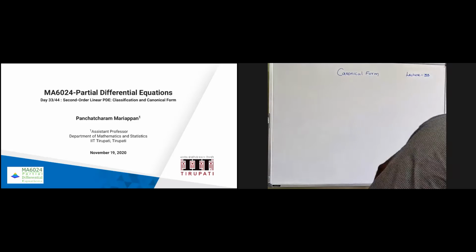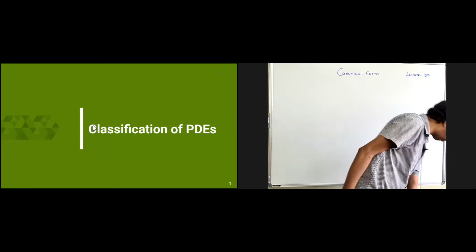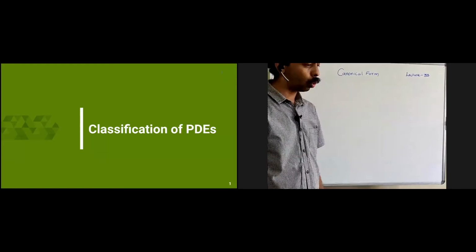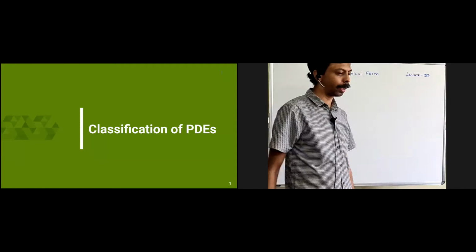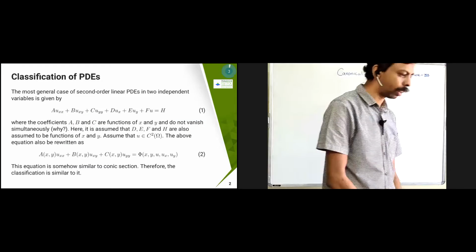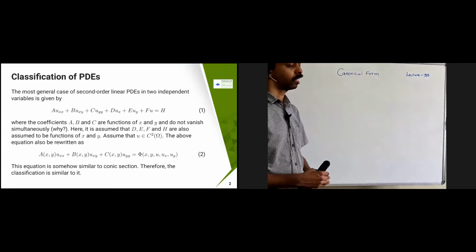Recap what we did earlier. By the continuity here, we have done the classification. We are trying to understand the classification of PDEs, mostly for second order linear PDEs. Almost the same thing you can just do for the semi-linear also.